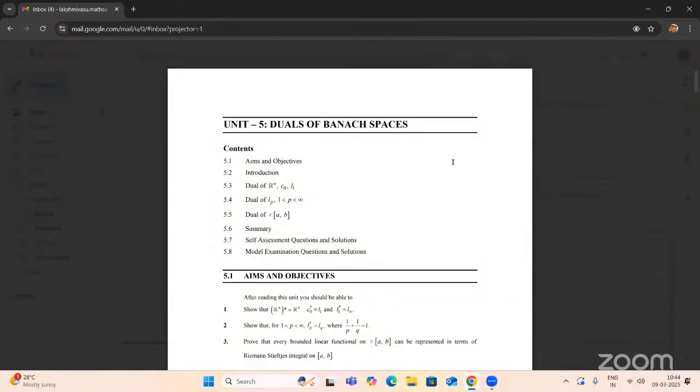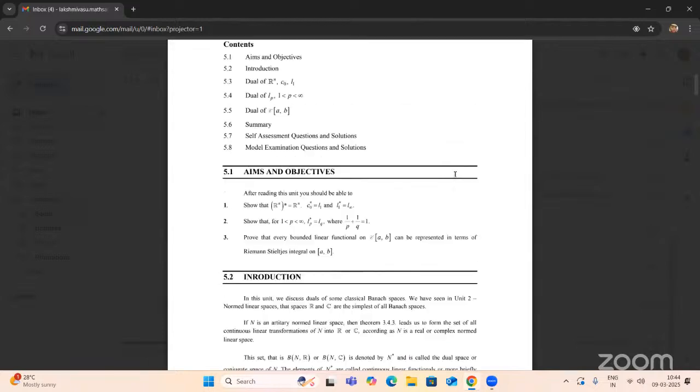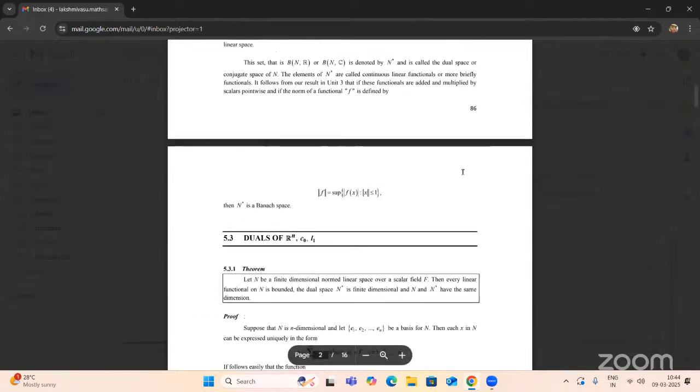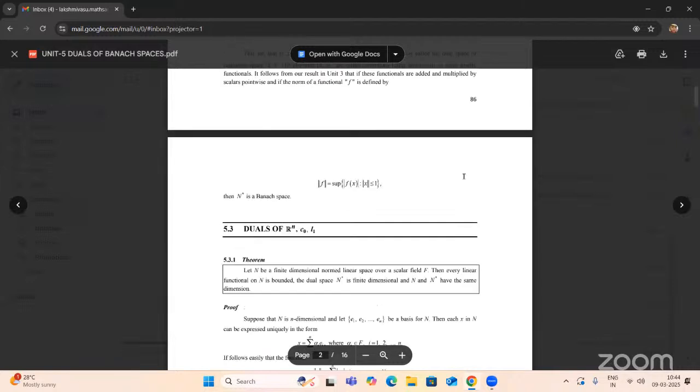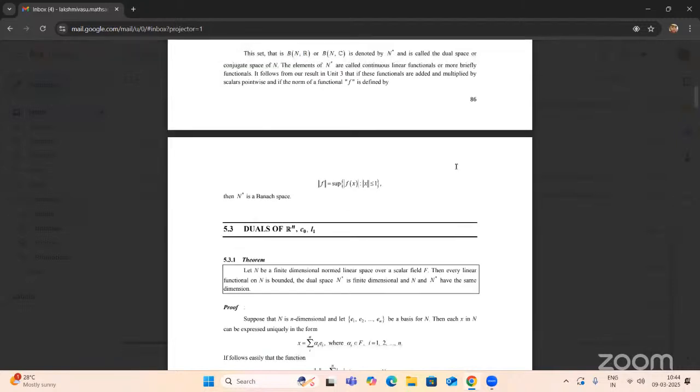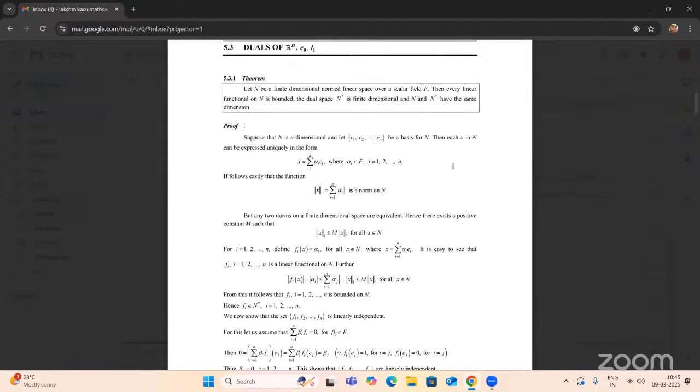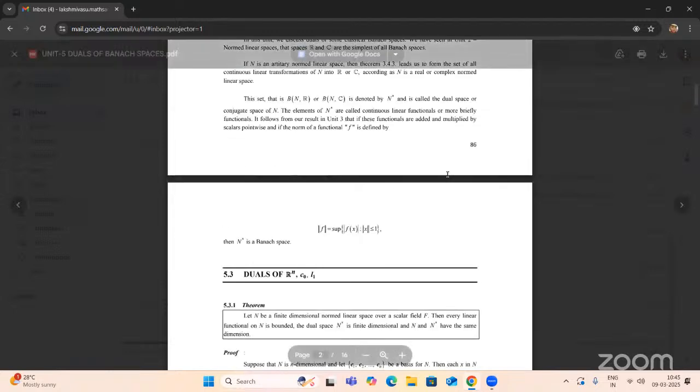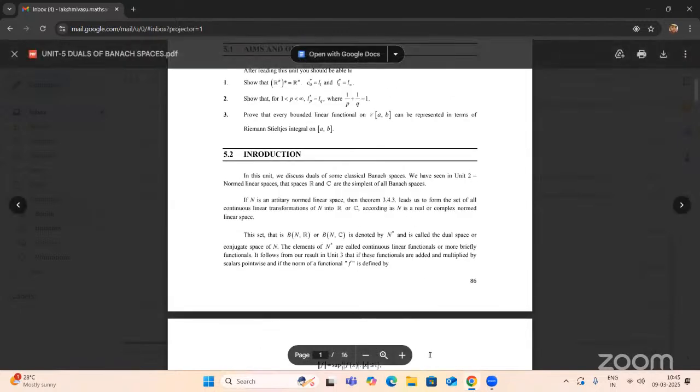That is the dual of a Banach space. Particularly in this session, one essay or one short answer is given every time in the final examination. According to the subject, duality is also one of the important concepts, and duality was also referred to in the previous session.